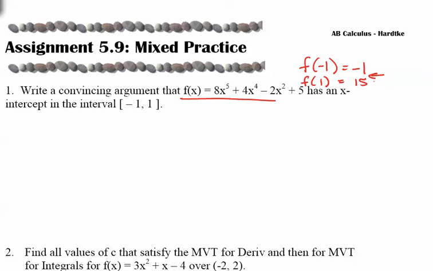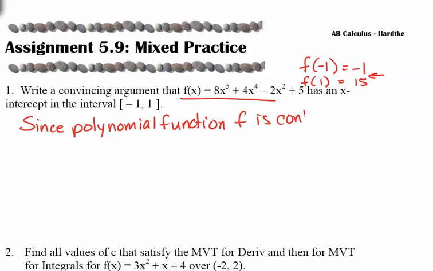So a continuous function must hit every intermediate value. So we want to make sure we cover our hypothesis and name the theorem as we write our argument. So we could say, since polynomial function f is continuous on this interval, as it would be continuous over all real numbers for that matter. So you could say over -infinity to infinity, but we only really care about this interval, so either one.